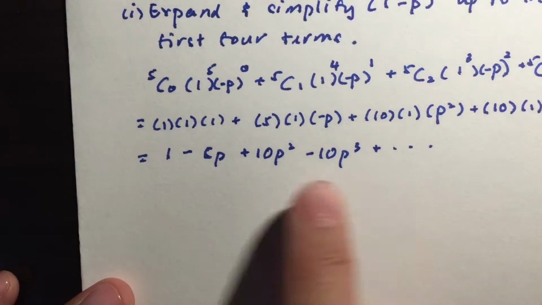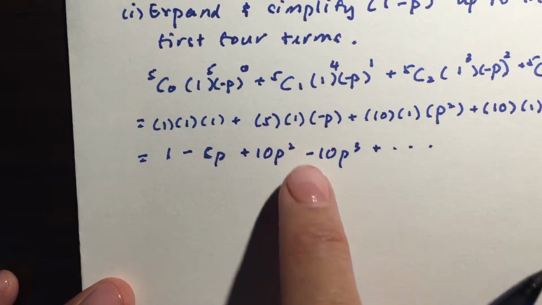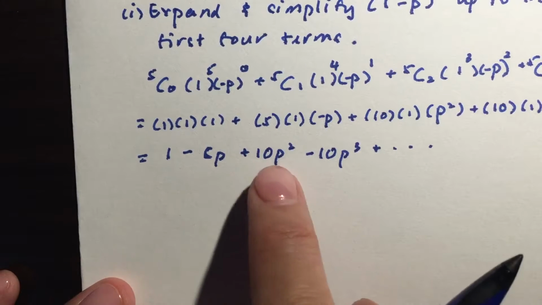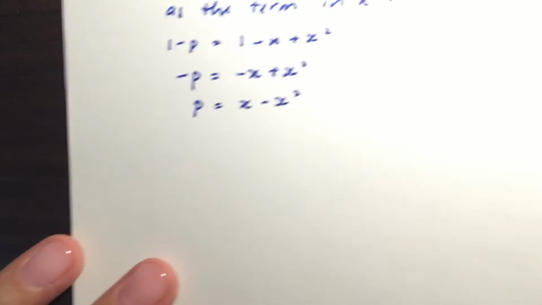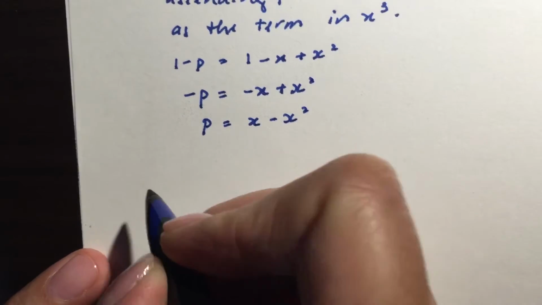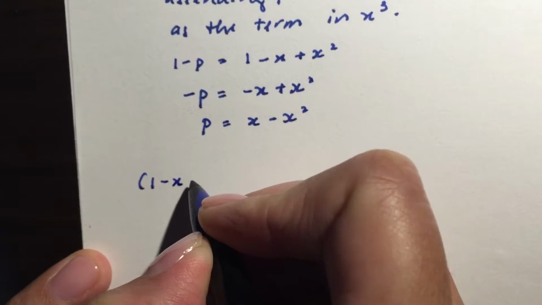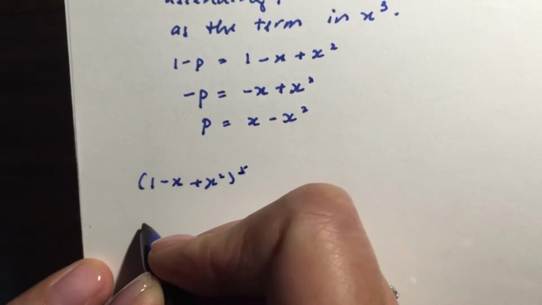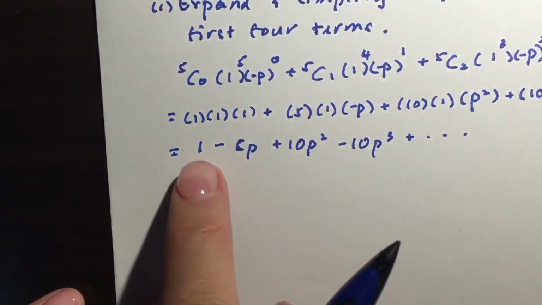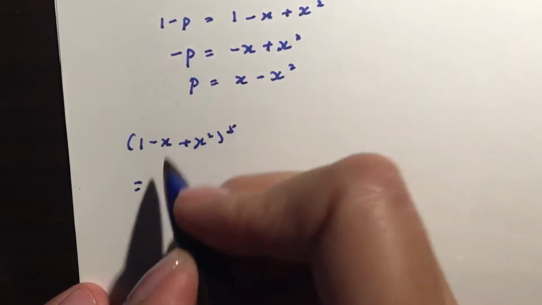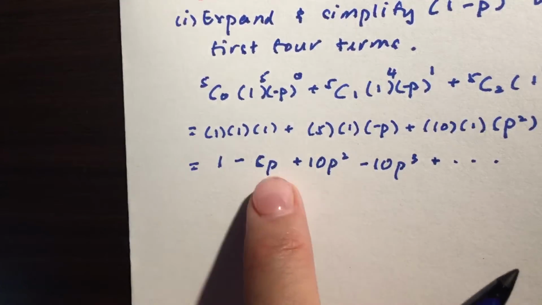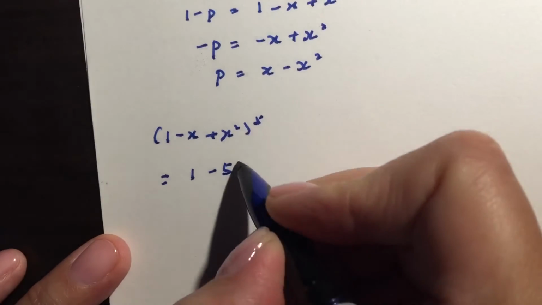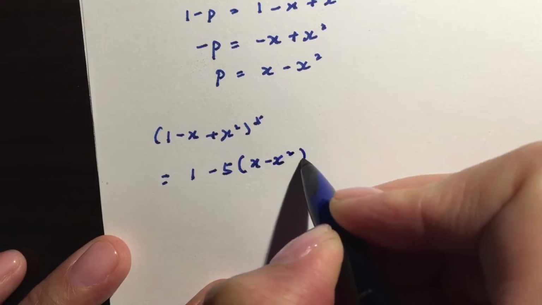Now what this means is that earlier on I had this: 1 minus 5p plus 10p squared minus 10p cubed. So instead of having the value of p, I am going to replace it with x minus x squared. So this is what I'm going to do. I will have 1 minus x plus x squared to the power 5 can be, let's have a look. The first term was just 1, so we just have a 1 here, minus 5p. This was 5p, but instead of a p, we are going to replace it with x minus x squared.